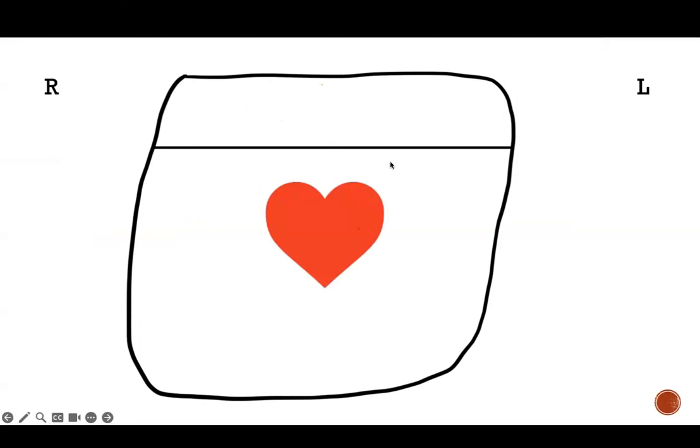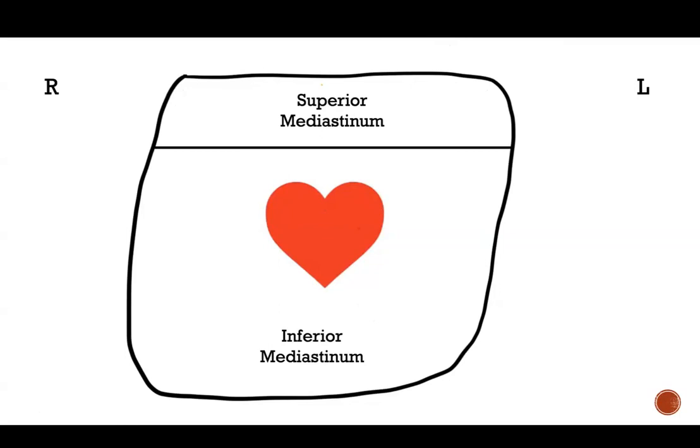Now this line over here represents the sternal angle. So anything above is the superior mediastinum, and anything under is the inferior mediastinum. Okay. Now this is the heart, obviously. And the first thing you need to know is that the heart lies in the middle mediastinum. And that makes sense because the heart is the major organ and the central organ. So just memorize it like this: the heart is in the middle, in the middle mediastinum.